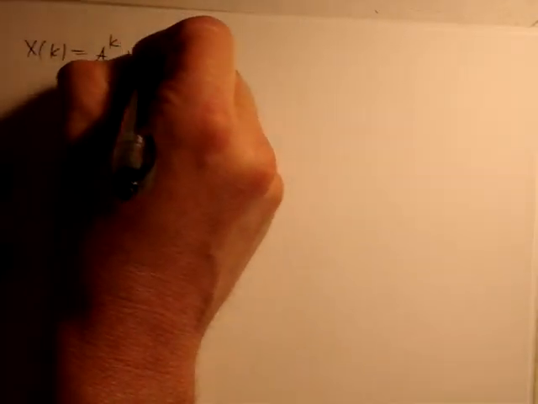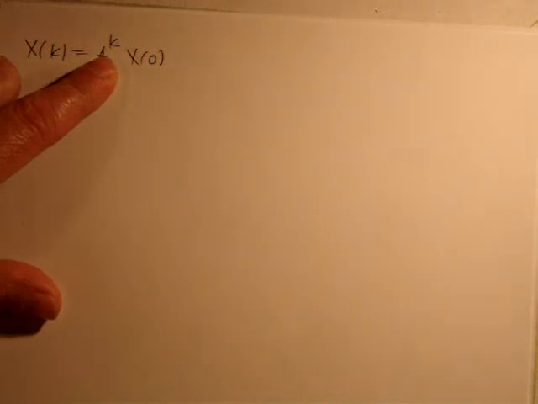To find the solution, we just go back and say, well, x of K is A to the K times x of 0. x of 0 was given in the problem, and we just found our A to the K.